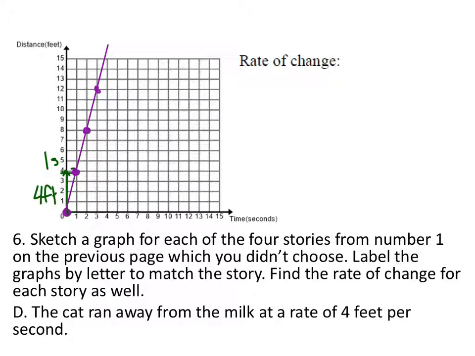On D, this one, we've already seen, and it told us that the cat was traveling at 4 feet for 1 second. So that's our unit rate for this one.